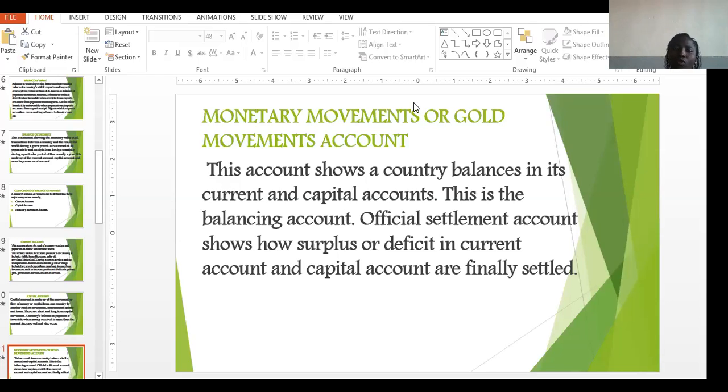We've looked at the current account. It deals with both visible and invisible, export and import. We looked at capital accounts like investment. And so the monetary movement account looks at the combination of these accounts. So if you are asked to work on the monetary movement account, you are going to talk about everything, both current account and capital account. That tells you that you are going to work on the visible, the invisible, and then the capital account that involves loans, investments, and so on and so forth.